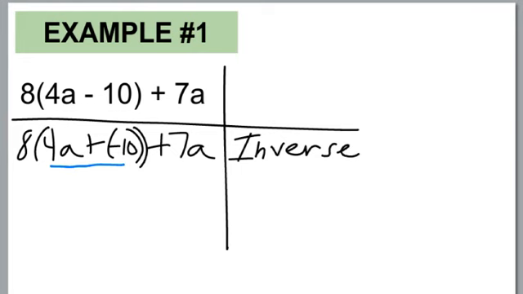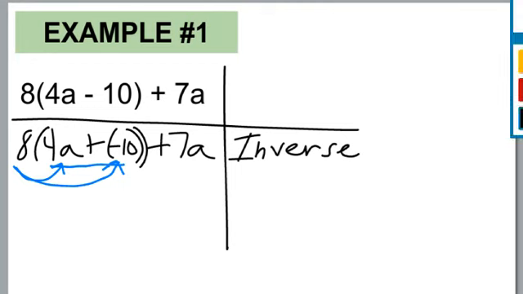Step 3, multiply and divide. So now I go through from left to right, and the minute I see multiplication or division, I'm going to complete it. So the very first thing I see, this 8, that I can now distribute inside my parentheses. The 8 does not go to everything. Remember, the 8 gets distributed to what's inside the grouping symbols. So I have 8 times 4a plus 8 times negative 10.